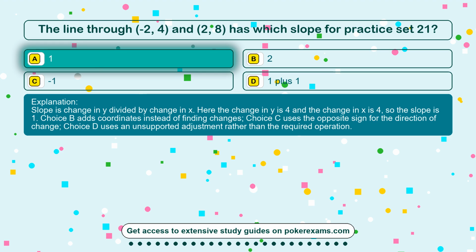Choice B adds coordinates instead of finding changes, choice C uses the opposite sign for the direction of change, choice D uses an unsupported adjustment rather than the required operation.